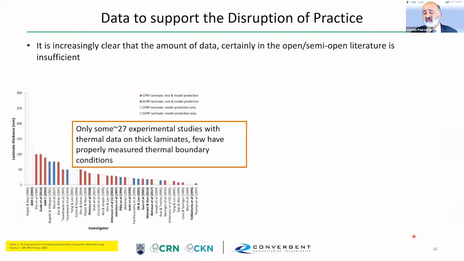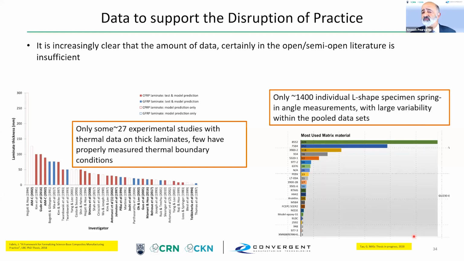We've done a review of the thermal data in the literature on thick laminates, and we found some 27 experimental studies over the last 40 years. Now, we may be off by a factor of 2, but that's still not a lot. And many of these studies are actually incomplete in the sense that they don't have properly measured thermal boundary conditions.